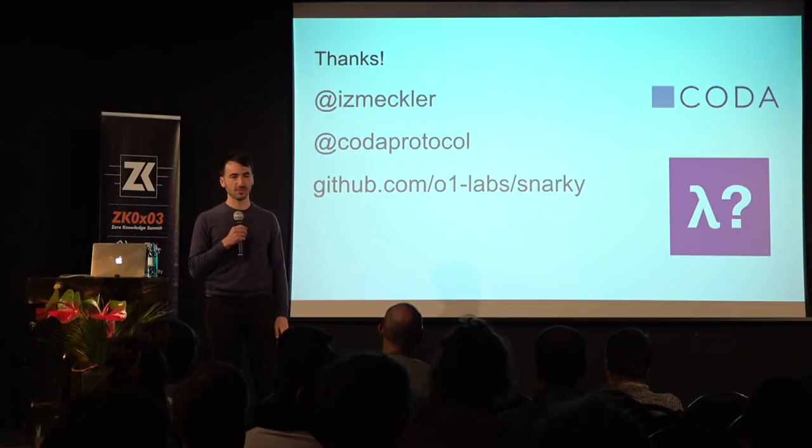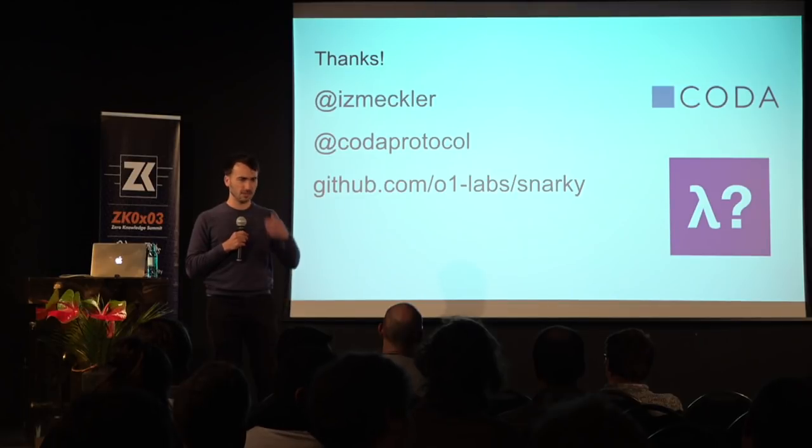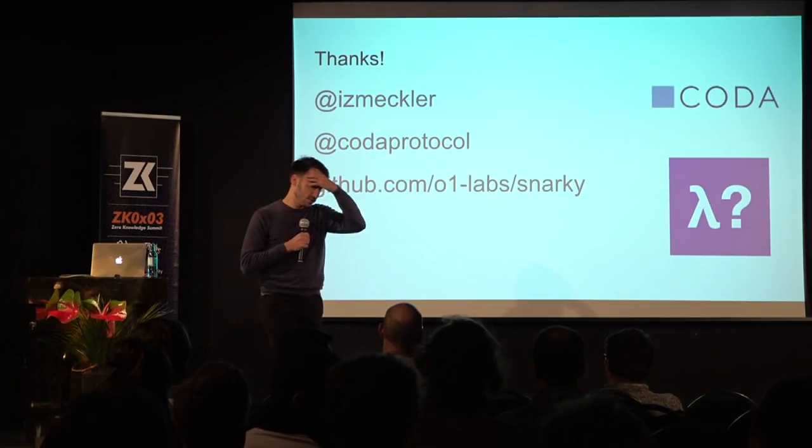I'm curious, in your current circuits, what percentage is Booleanity checks, and do you have a smart way to aggregate those?